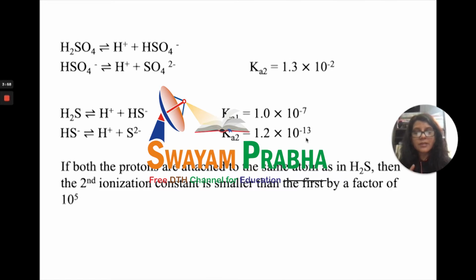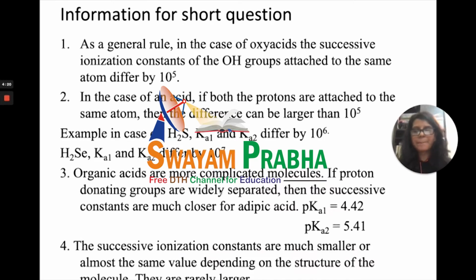Why? Because, repeating, in the second step, the ionization of the H plus has to take place from a negatively charged species. So it becomes a difficult process. So the second ionization constant is much smaller than the first. In fact, in the case of H2S, it is smaller by a factor of 10 to the power 5. So as a general rule, in the case of oxyacids, the successive ionization constants of the OH groups attached to the same atom differ by 10 to the power 5.